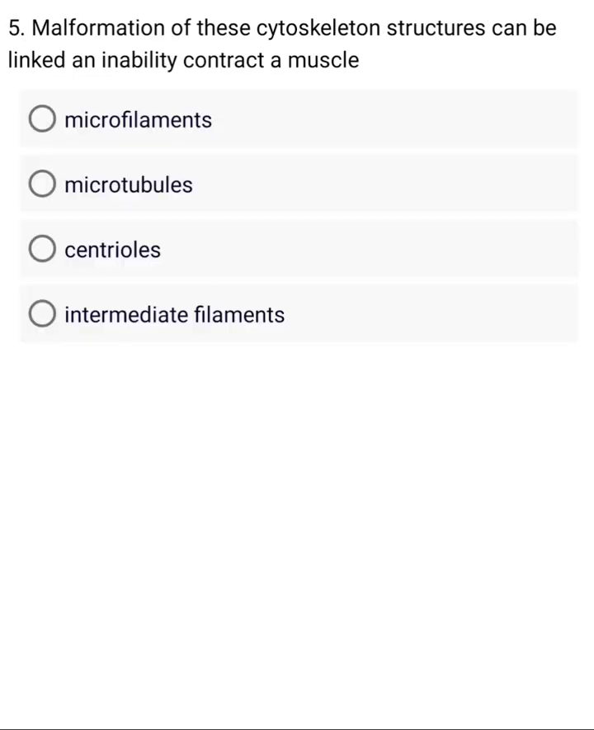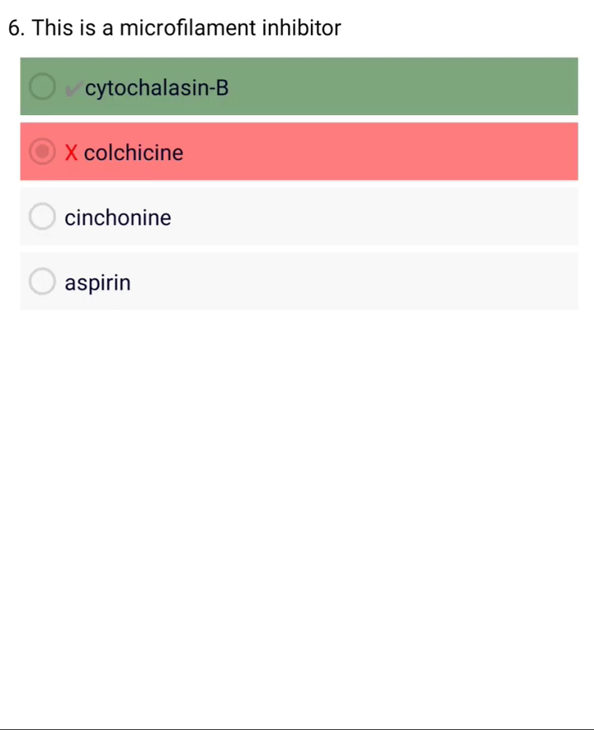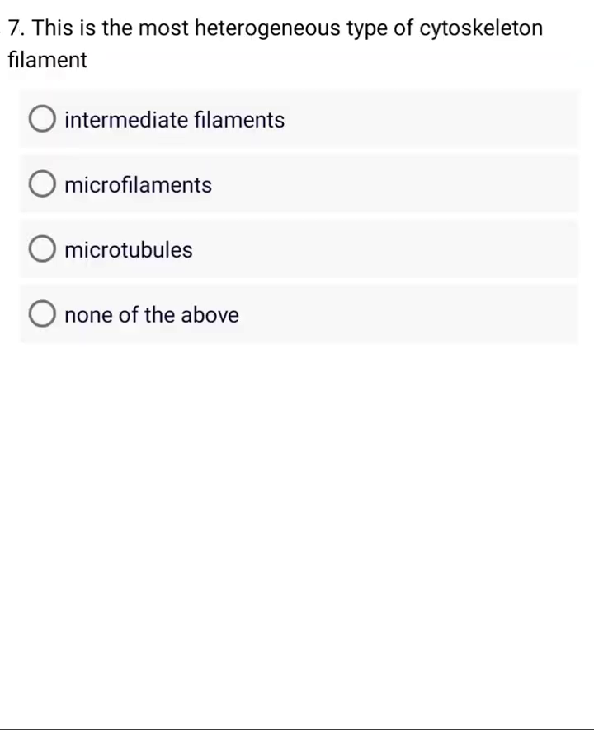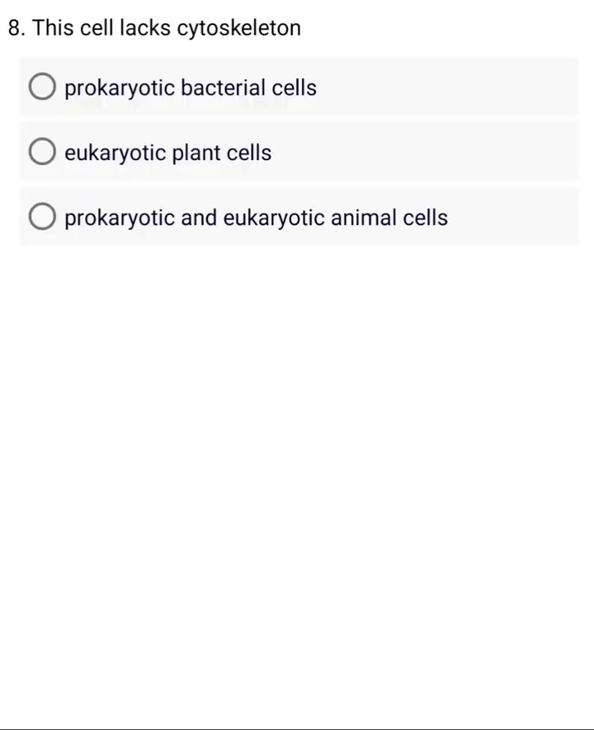Right. Malformation of these cytoskeleton structures can be linked to inability to contract muscle. A. Microfilaments. B. Microtubules. C. Right. This is a microfilament inhibitor. A. Cytochalasin B. B. Wrong. This is the most heterogeneous type of cytoskeleton filament. A. Intermediate filaments. B. Microfilaments. C. Microtubules. Right.